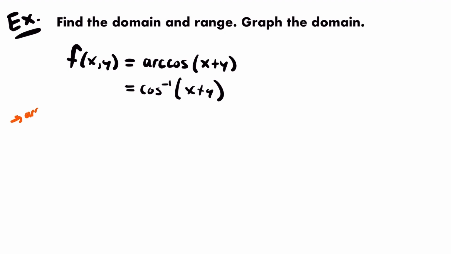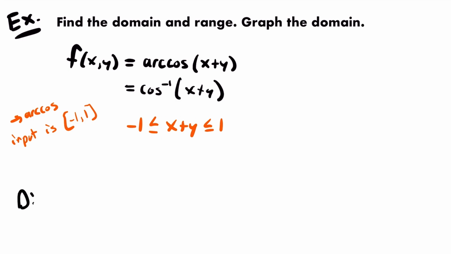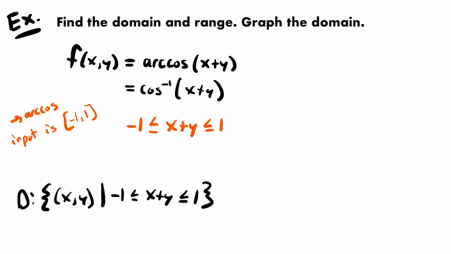All right, so remember, for arc cosine, the input is on this interval from -1 to 1. That is true for the arc cosine function. So whatever we plug in here, whatever x plus y is, has to be between those two values, or can also be those two values. Okay, so here's our restriction. X plus y must be less than or equal to 1, but greater than or equal to -1. That would be our restriction for the domain. So let's write that out. The domain would be the set of all xy values such that -1 is less than or equal to x plus y, which is less than or equal to 1. Okay, so that is the domain.